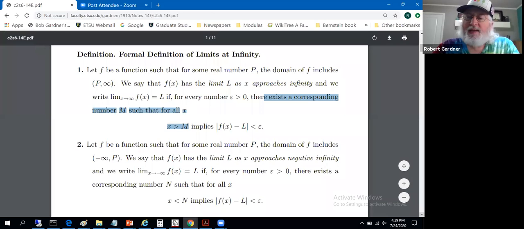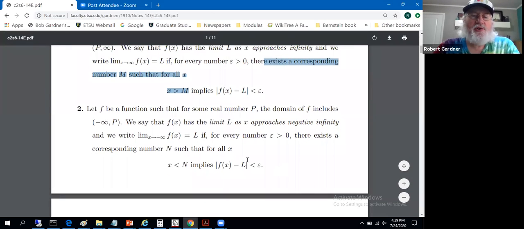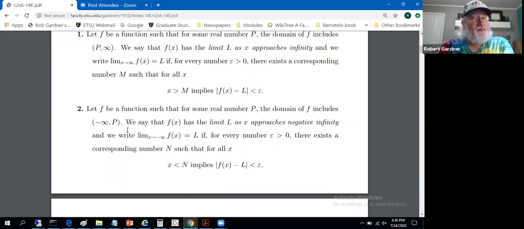If we wanted to take a limit in the negative infinity direction, two directions on the real line, let f be a function such that for some real number p, the domain of f includes the interval negative infinity to p, meaning now that the function's defined for large negative x values. We say that f of x has the limit L as x approaches negative infinity, written and read the same way we just stated that.